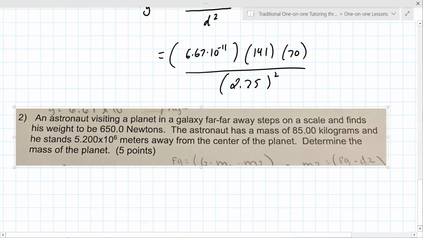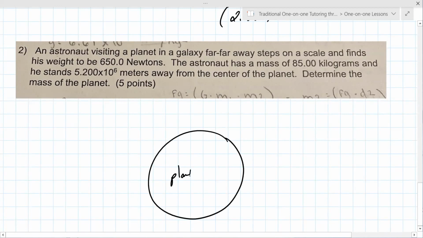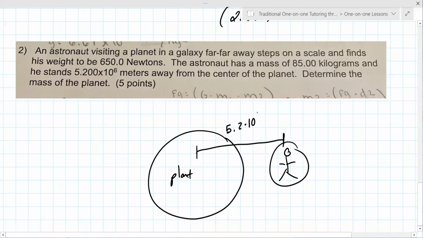Okay, an astronaut visiting a planet far away steps on a scale and finds his weight to be 650 newtons. The astronaut has a mass of 85 kilograms and he stands 5.2 times 10 to the 6 meters away from the center of the planet. So again, it's another one of those. Here's a planet. We don't know how big the planet is, but we know that the person is this far away, 5.2 times 10 to the 6 meters away.